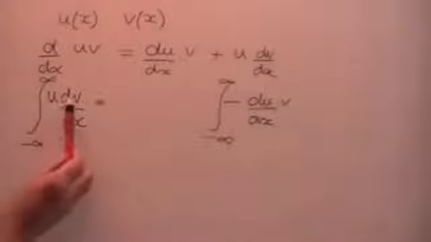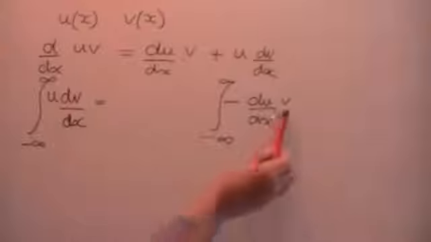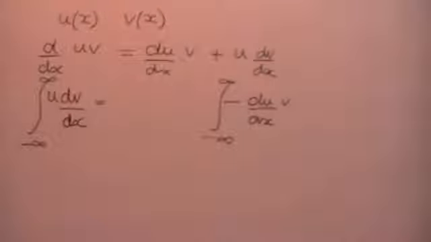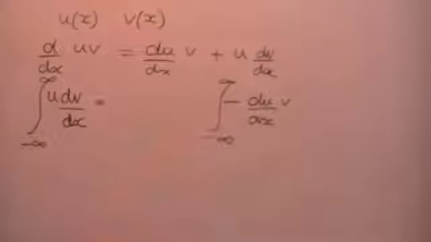that the integral of u dv by dx is equal to the integral of du by dx times v, but with a minus sign. So wherever you have this kind of form, you can change it to that form, but with a minus sign. So now we are ready to look at the momentum operator. But before we do, let me write down an operator.